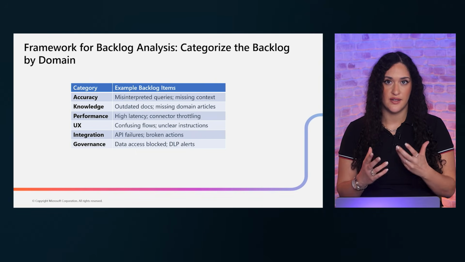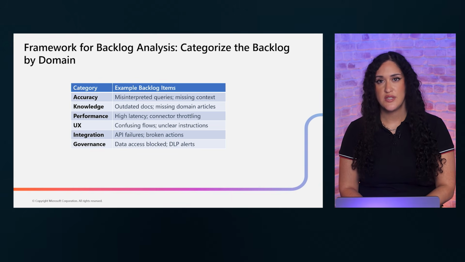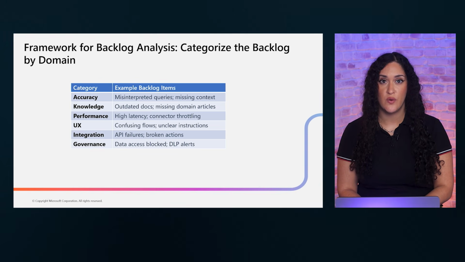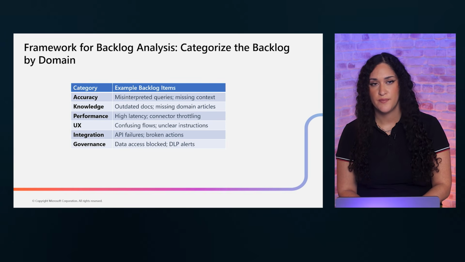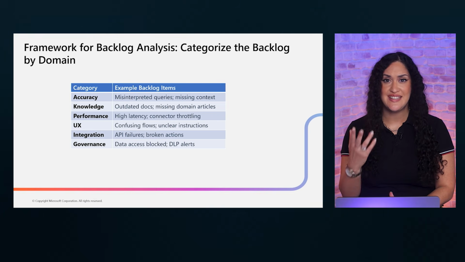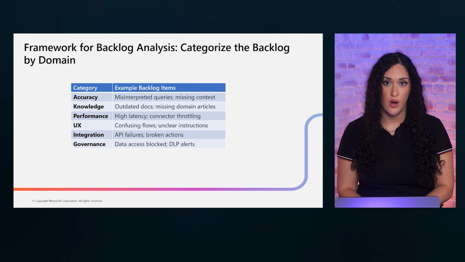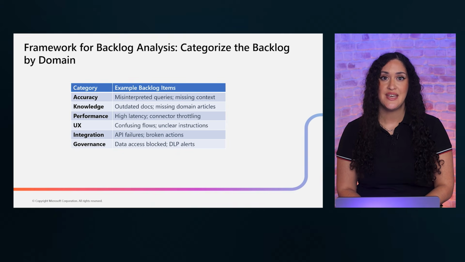To elevate backlog analysis to a solution architecture level, you need a structured, repeatable framework. Start by categorizing backlog items by domain. Accuracy and reasoning issues like misinterpreted queries or missing context go in one bucket. Knowledge issues like outdated docs or missing articles in another. Performance problems such as high latency or connector throttling, UX issues like confusing flows, integration problems like API failures, and governance items like DLP alerts each get their own category.